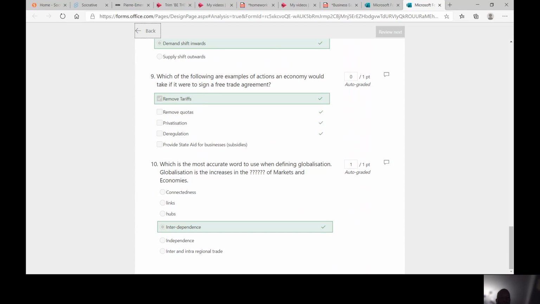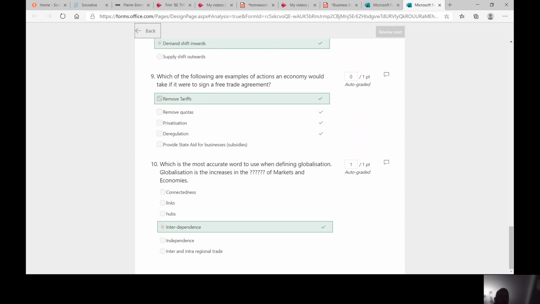They want a provision for not providing state aid, as it can create protectionism within the deal. So if you protect your industries, they are able to lower their prices, and then they could undercut competitors in other countries. But the first 4 are all examples of things that would be included in a free trade agreement.